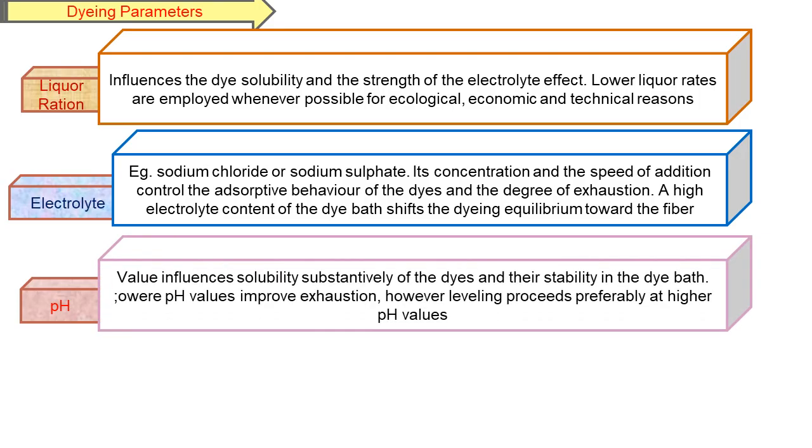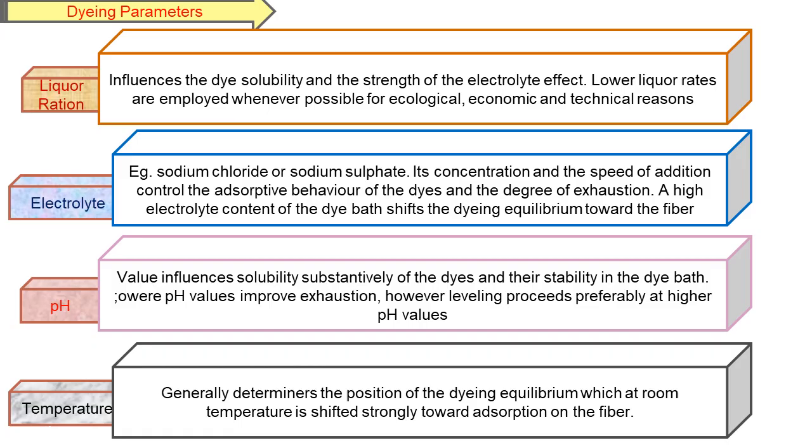pH values influence solubility, substantivity of the dyes and their stability in the dye bath. However, pH values improve exhaustion. However, leveling proceeds preferably at higher pH values. Temperature generally determines the position of the dyeing equilibrium, which at room temperature is shifted strongly towards absorption on the fiber.